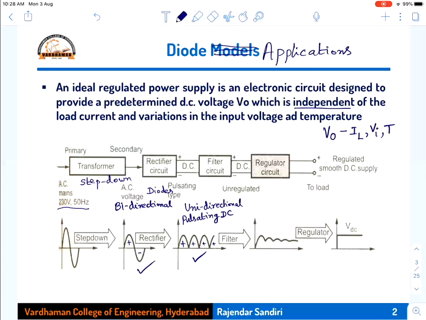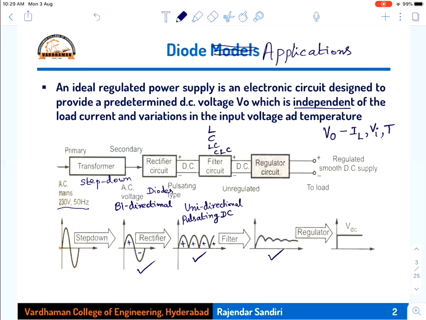Now, this particular waveform, which has some small AC content in the output of the filter, will be completely eliminated by passing through a regulator circuit. Here, filters can be a capacitor filter or an inductor filter, or combinations of both. We call them LC filter or CLC filter. So there are different types of filters available.